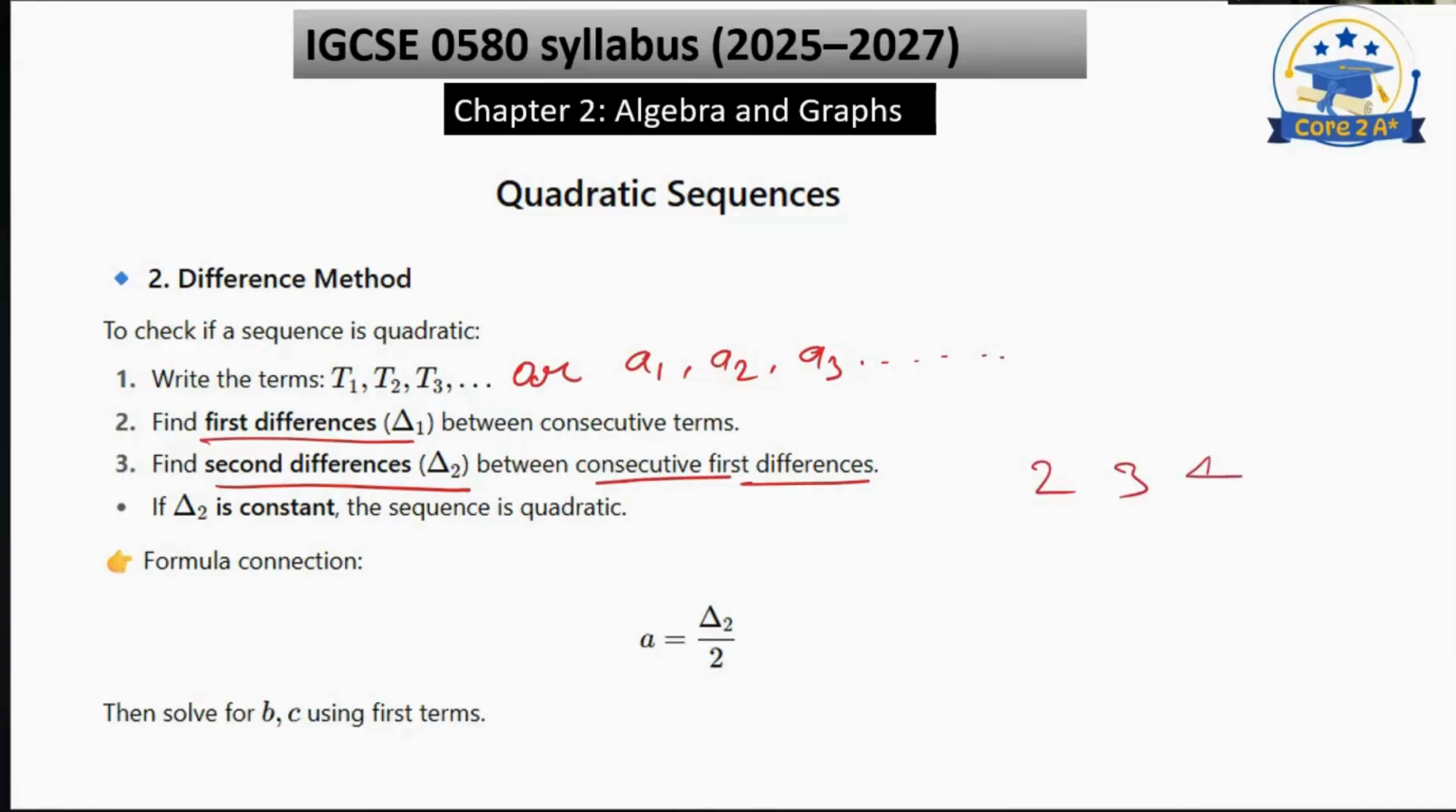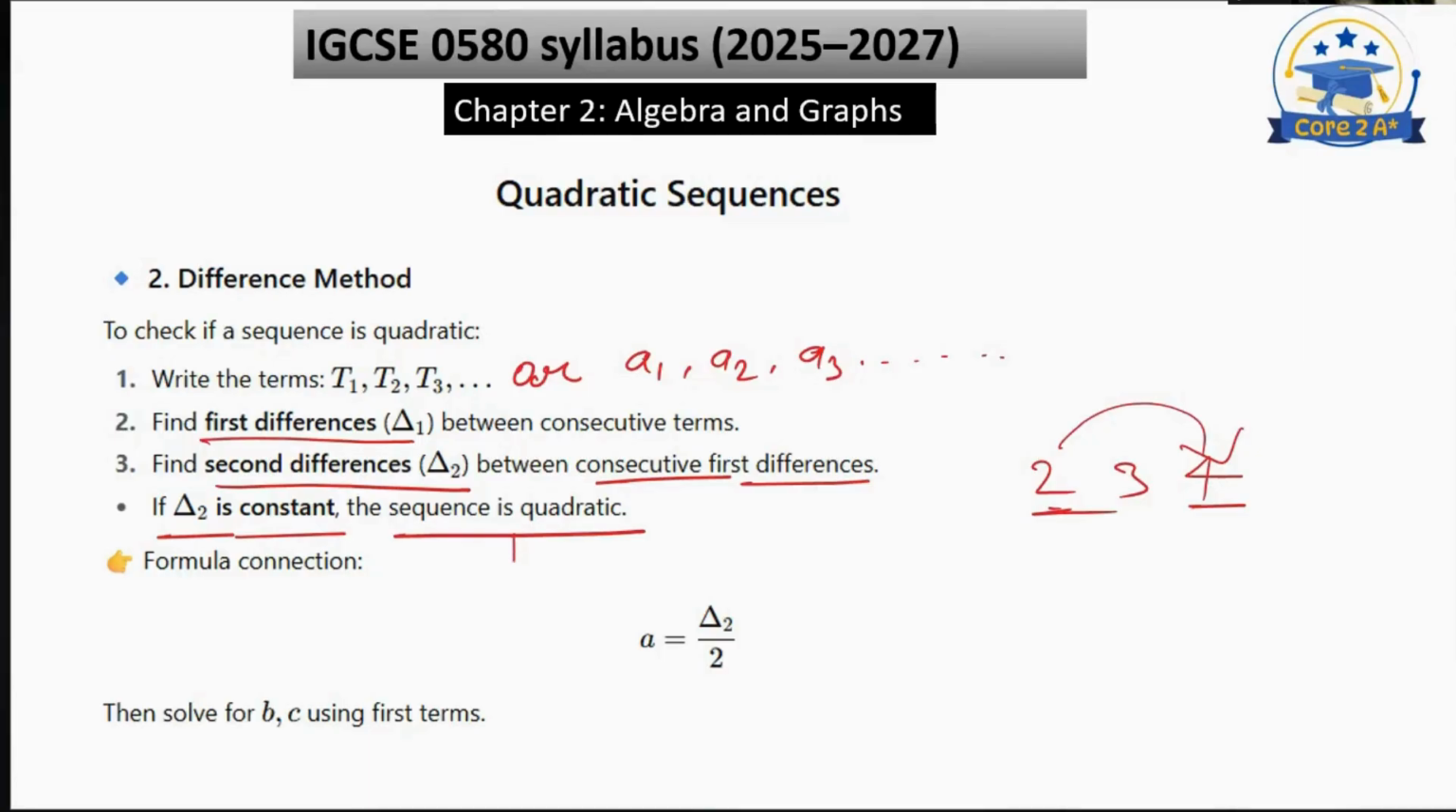You cannot say 2 and 4. No jump between two numbers. This is called consecutive numbers. If delta 2, that is the second difference, is constant, it means the given sequence is quadratic.